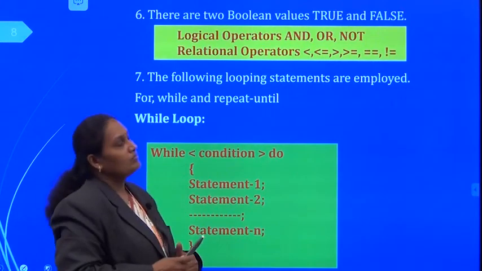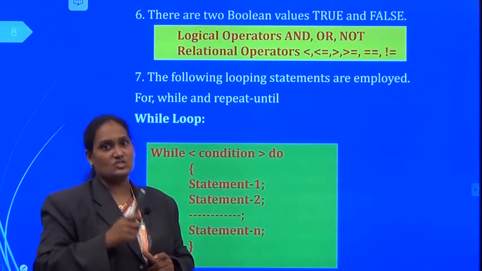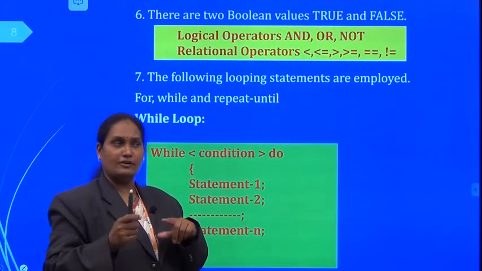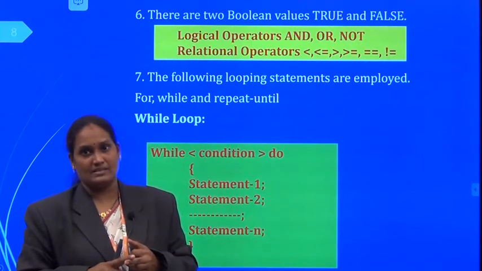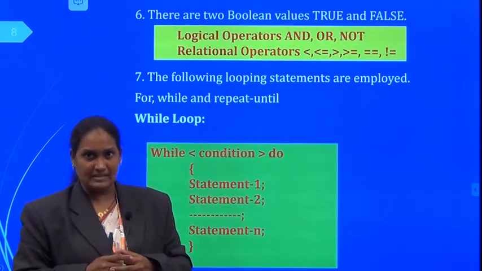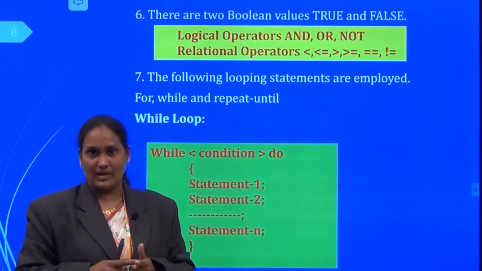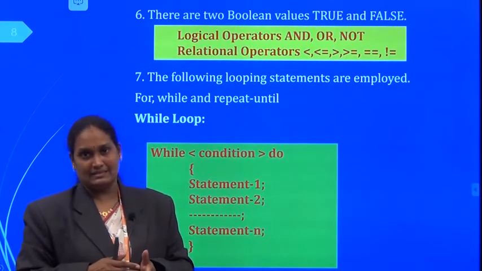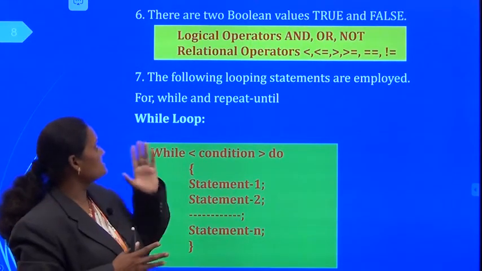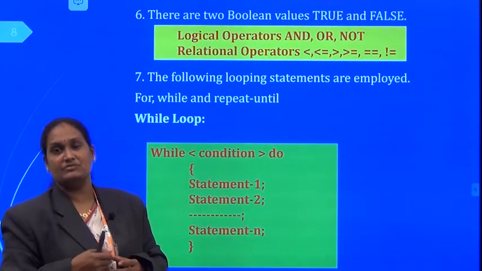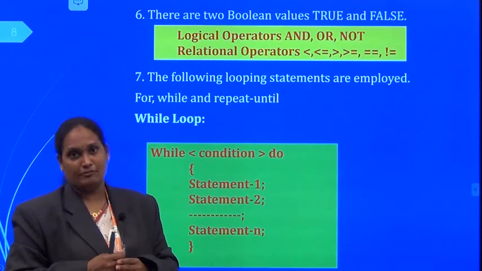Next, Boolean values. We can represent two Boolean values in our pseudocode. One is true and the other is false. For obtaining these Boolean values, we are using logical operators and relational operators. The most commonly used logical operators are and, or, not. And the relational operators are less than or equal to, greater than or equal to, and not equal to. All these are the various logical and relational operators that we can use in our pseudocode to obtain the Boolean values true and false.